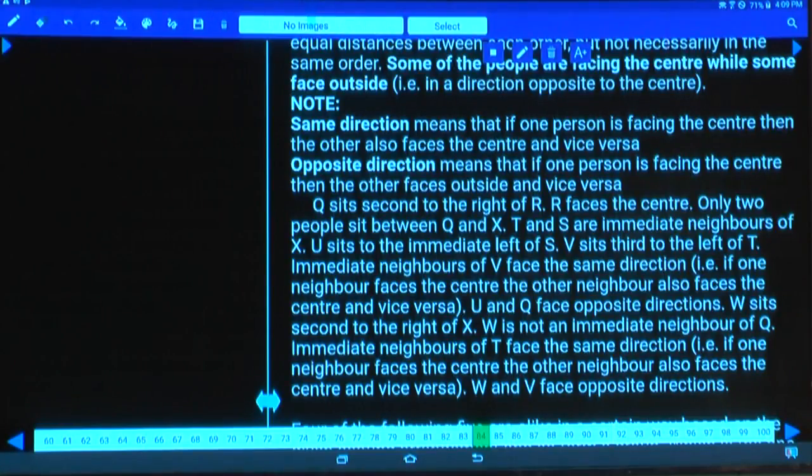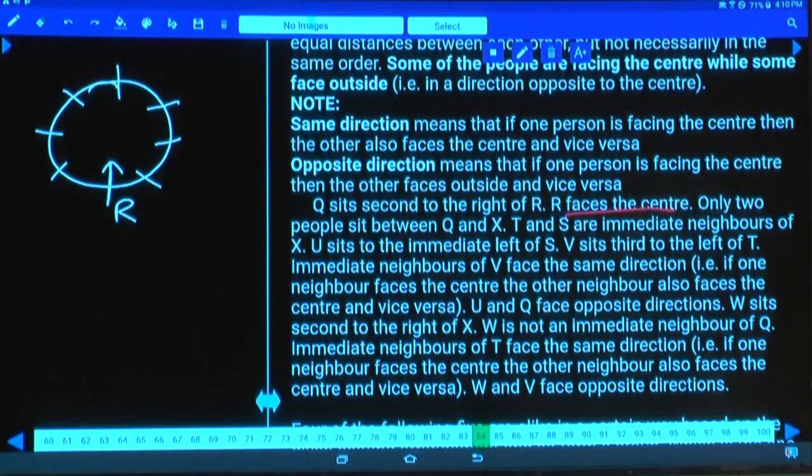Same direction means now 8 persons, 1, 2, 3, 4, 5, 6, 7, 8, some inward and some outward is given. Hence first we should finalize whether any person is facing the center or not. Now R faces the center, clearly given. Q sits second to the right of R. Only 2 people between Q and X. X can be either at this place or X can be here.